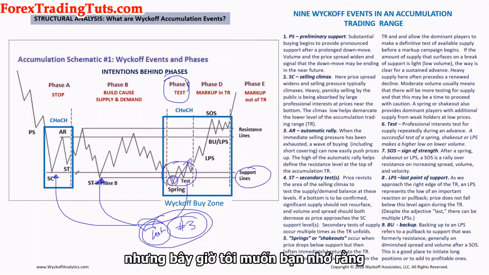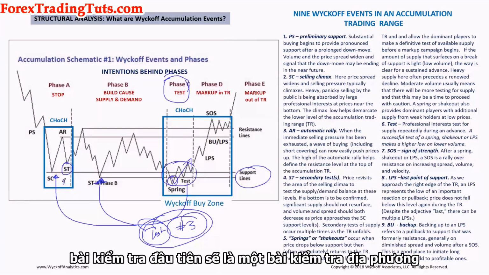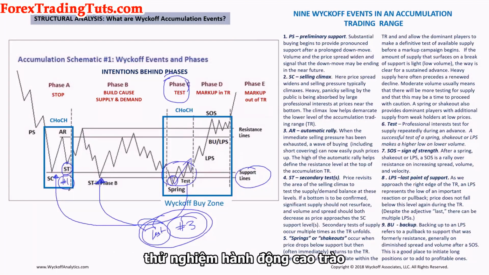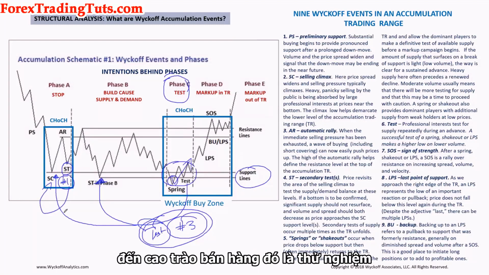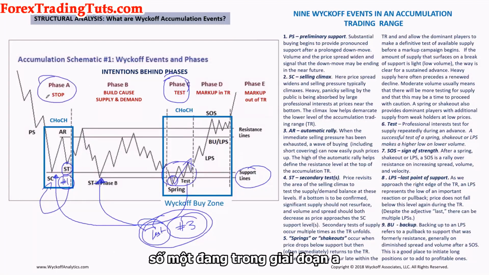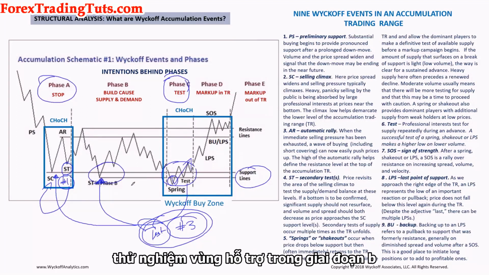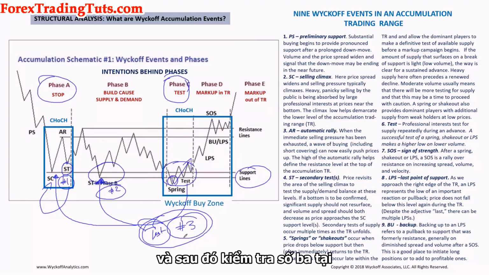But for now, I want you to remember that the first test is going to be a local test of the climactic action, the selling climax. That's test number 1. That's in phase A. Test number 2 is going to be the test of the support area in phase B. And then test number 3 at the support level is going to be the test of the last point of support, the test of the sprint, the test of the shakeout.